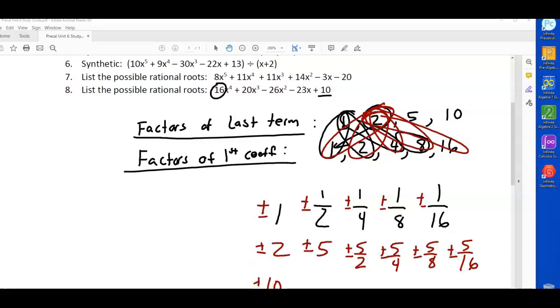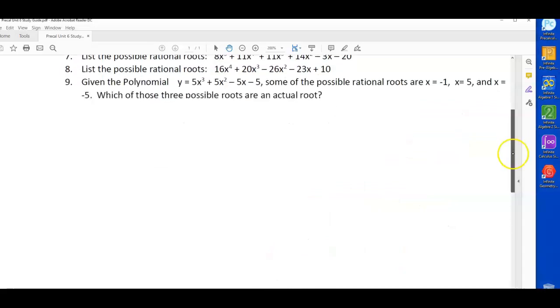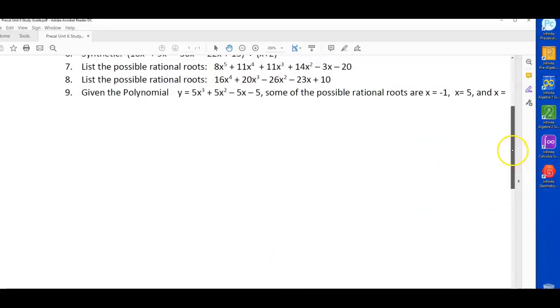Those are all the possible rational roots of this polynomial. They're not all roots. In fact, it's possible none of them are. But these are my possibilities. All right, so I'm going to leave you guys to do number 9. Number 9 is pretty similar to that.